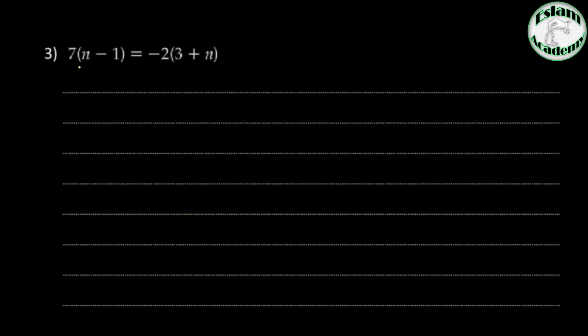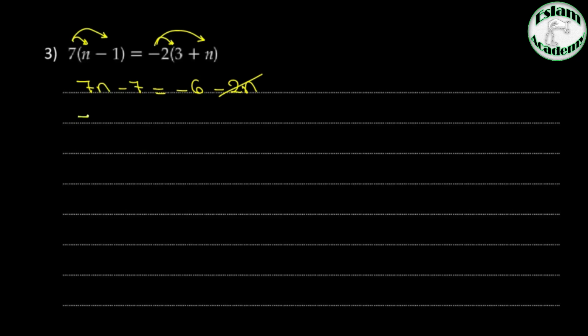Number 3. 7 times (n minus 1) equals negative 2 times (3 plus n). By using the distributive property, we multiply 7 times n and 7 times negative 1, negative 2 times 3 and negative 2 times n. 7 times n equals 7n. 7 times negative 1 equals negative 7. Negative 2 times 3 equals negative 6. Negative 2 times n equals negative 2n.